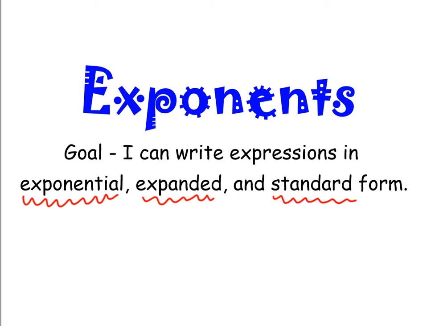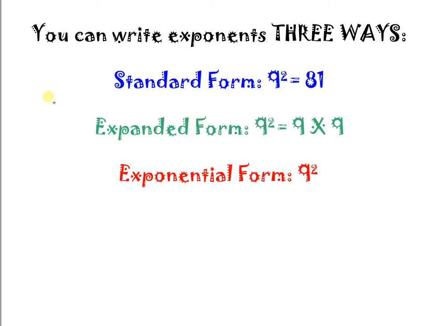And we're going to go ahead and get started. So if you recall, there are three ways to write exponents. The first way is called standard form. And in standard form, all they're asking you for is the answer to the problem. So over here, you have a base of 9, and you have an exponent of 2. 9 to the second power means 9 times 9, and 9 times 9 is 81. So that's your answer.